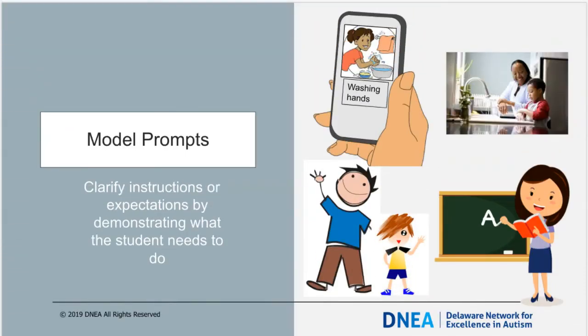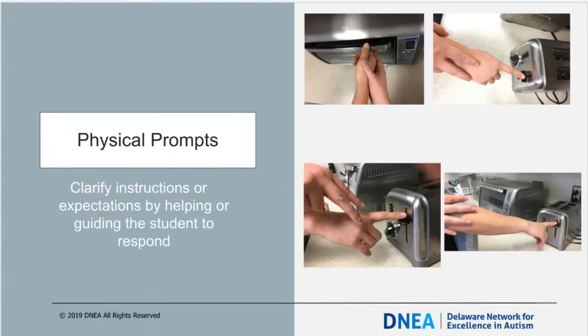A model prompt is a demonstration of a target skill. It can be provided on a video or through a live model. A physical prompt includes physically guiding or touching a person to help them demonstrate the target behavior or skill. Physical prompts should be used sparingly and only when a person is non-responsive to a less intrusive prompt. If a person resists a physical prompt, it is important to stop immediately.